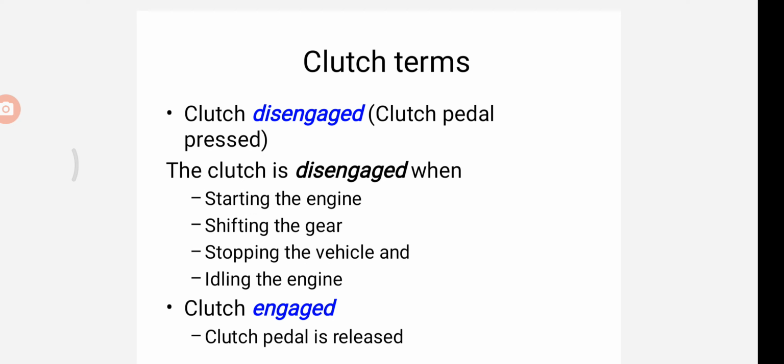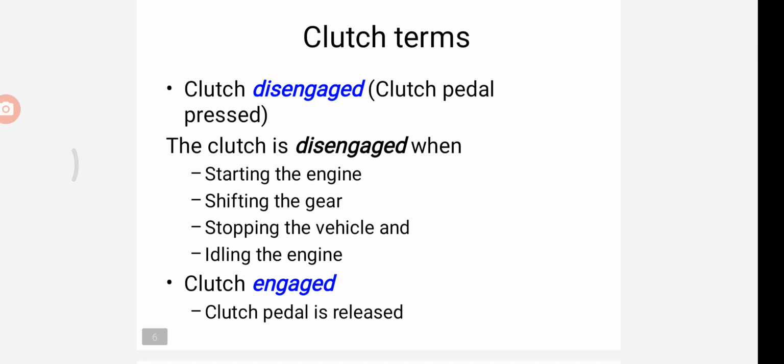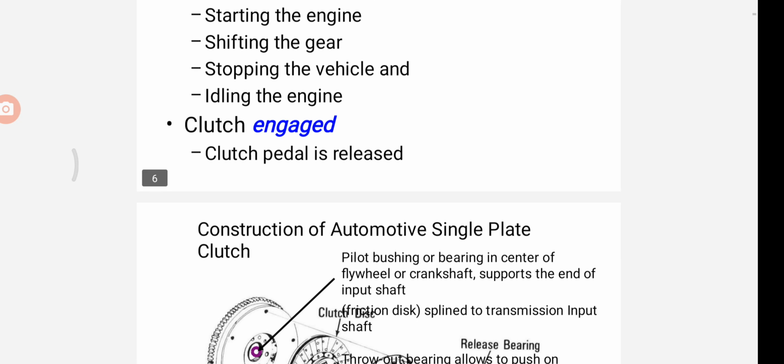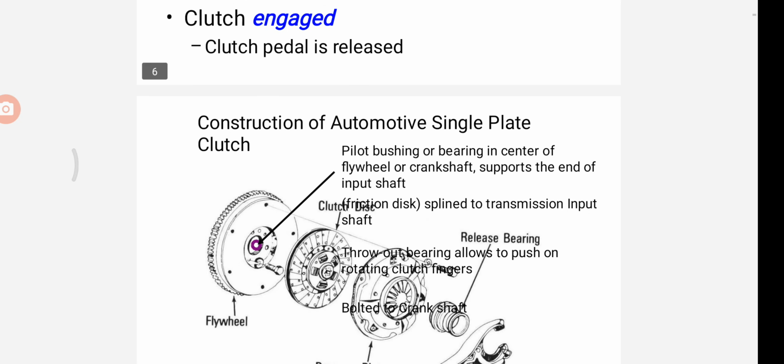The clutch is disengaged when starting the engine, shifting the gear, stopping the vehicle and idling the engine. So in these conditions the clutch will be disengaged. How does the clutch engage? When the clutch pedal is released, it will engage with the gears.